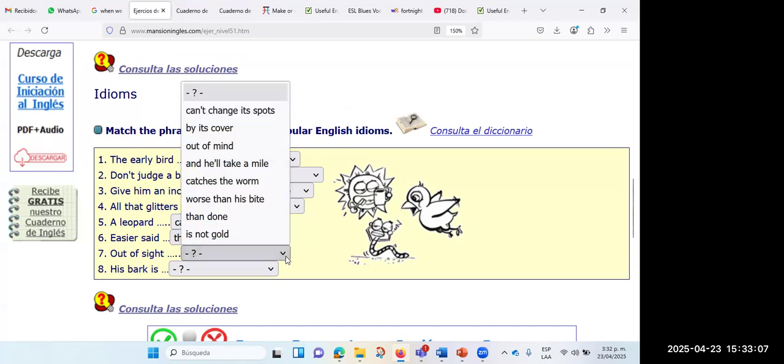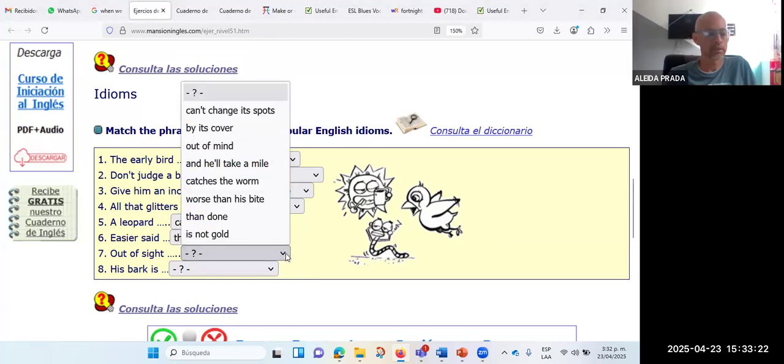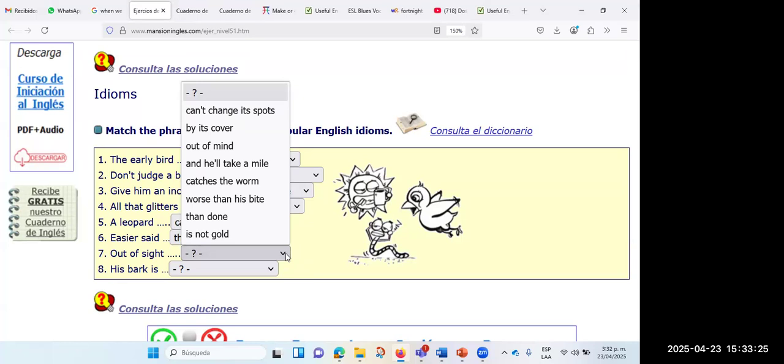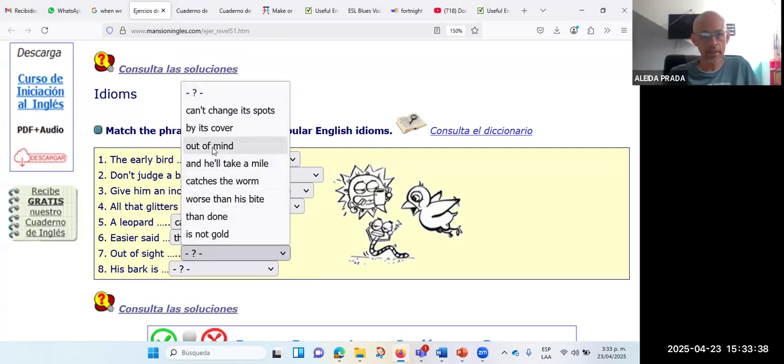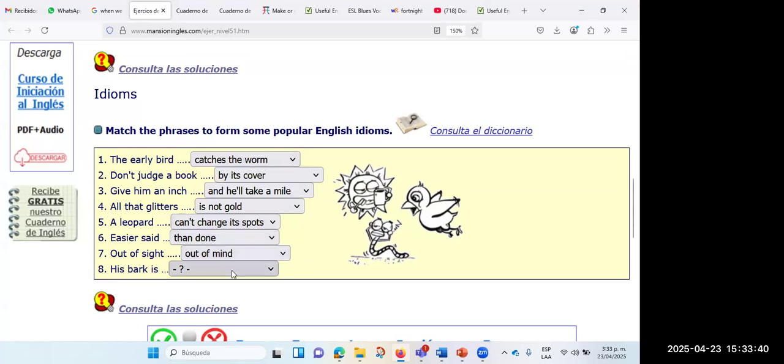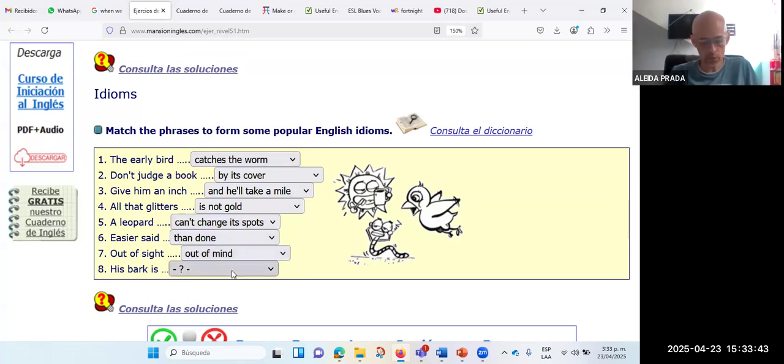Out of sync. My grandma has a sentence of this. Sorry. I read it by this cover of mine. Out of mind, I think. Out of sight, out of mind.